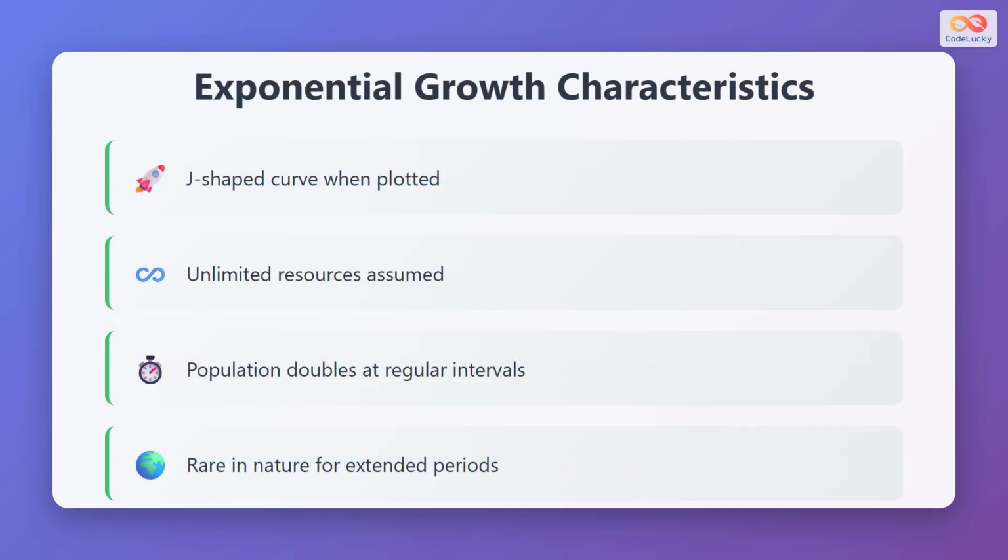Exponential growth has several key characteristics. First, when you plot population size against time, you get a J-shaped curve that rises steeply. Second, this model assumes unlimited resources are available, meaning there are no constraints on food, space, or other necessities. Third, under exponential growth, the population doubles at regular intervals, and this doubling happens faster as the population gets larger. However, it's important to note that exponential growth is rare in nature for extended periods because resources are almost always limited in real ecosystems.